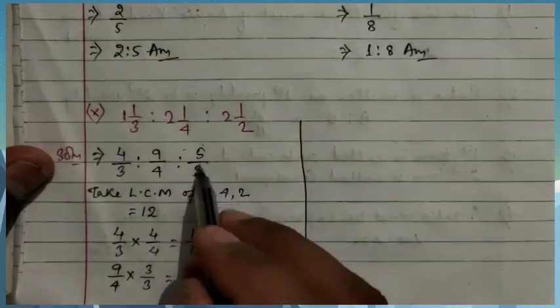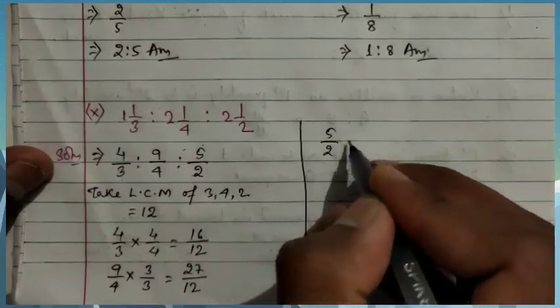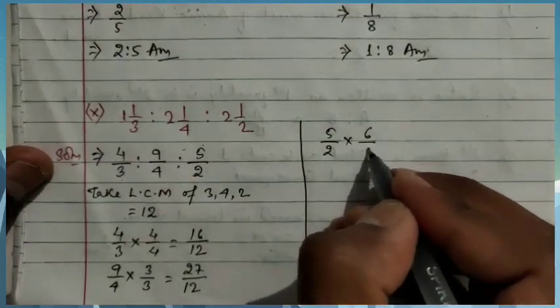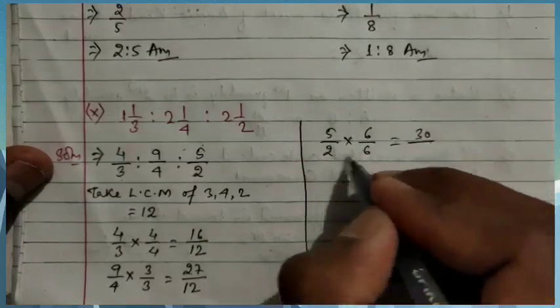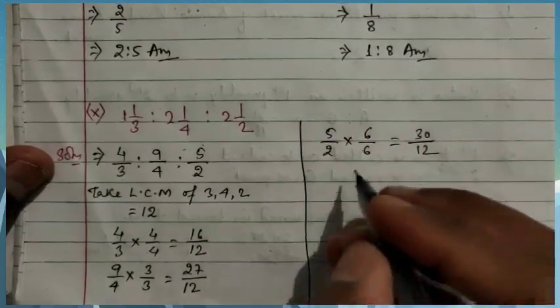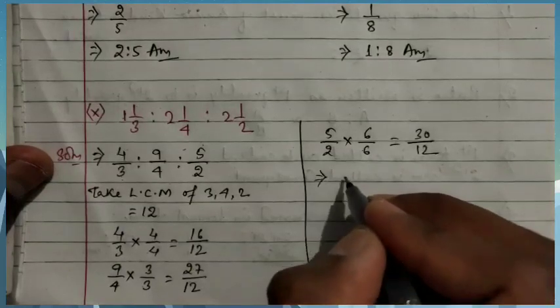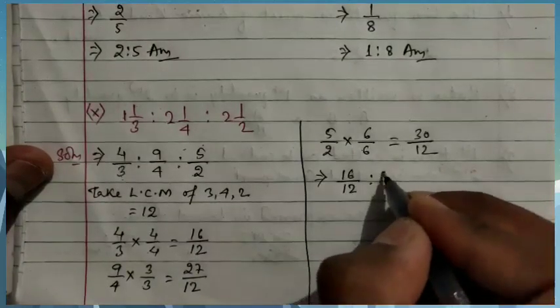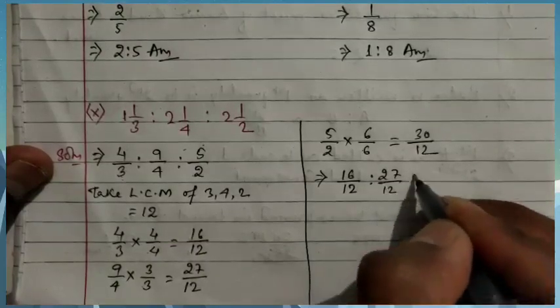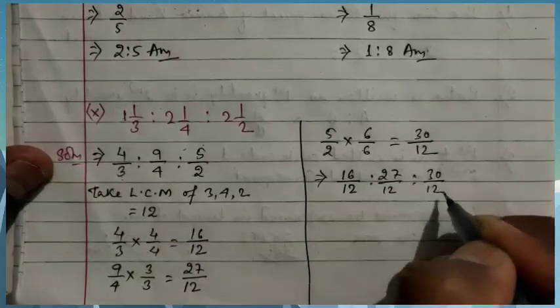And the last one is 5 by 2. 2 sixes are 12. We will multiply it by 6 by 6. 5 sixes are 30 by 2 sixes are 12. Now we can see that the new fractions made from the given fractions are 16 by 12 ratio 27 by 12 ratio 30 by 12.